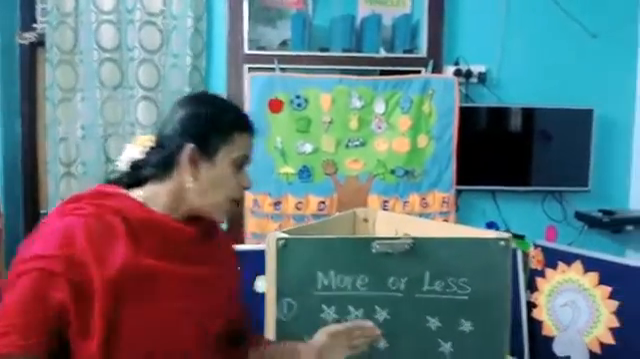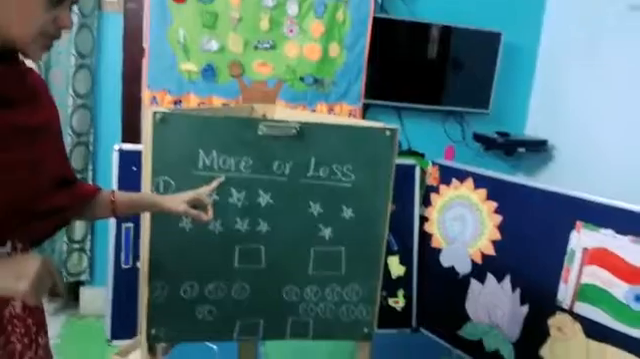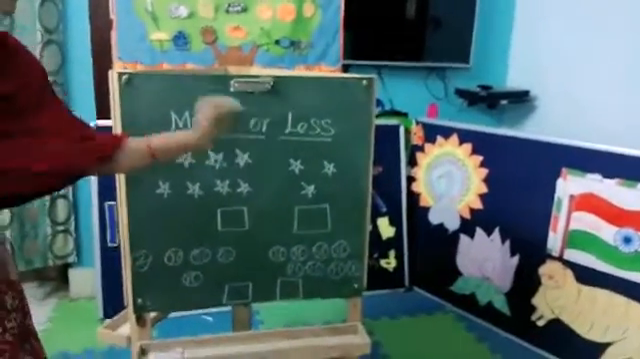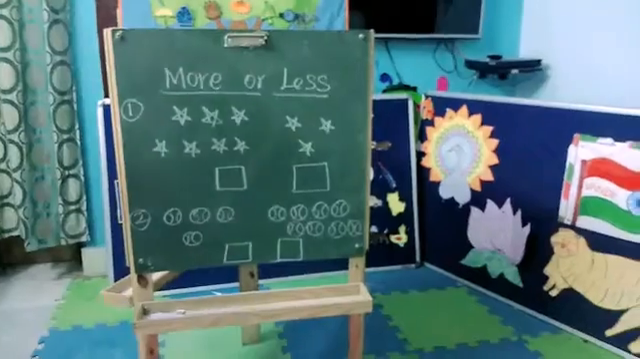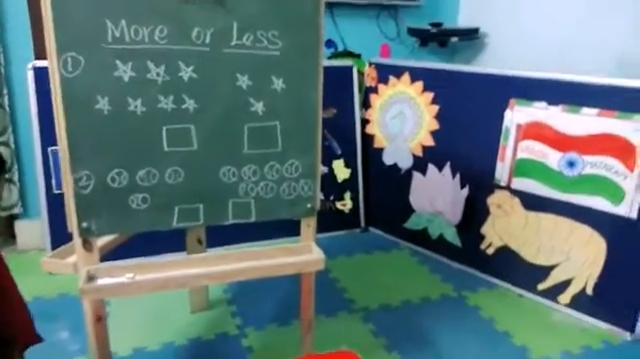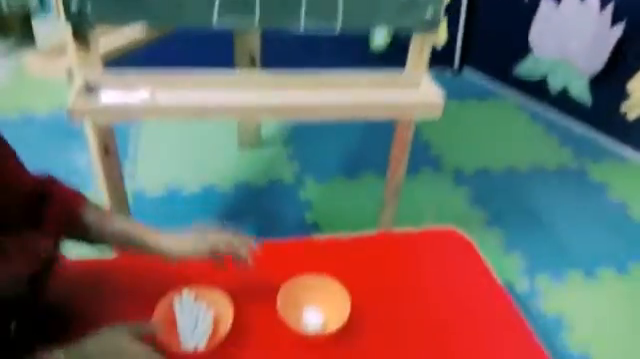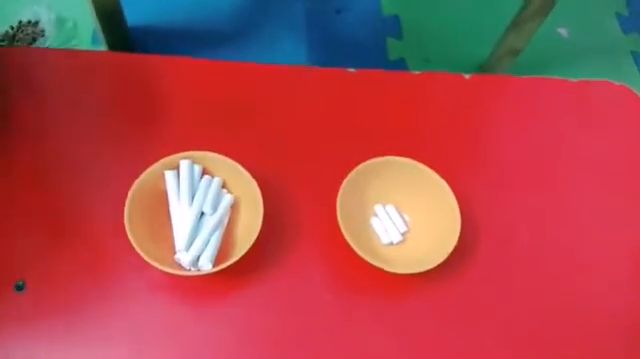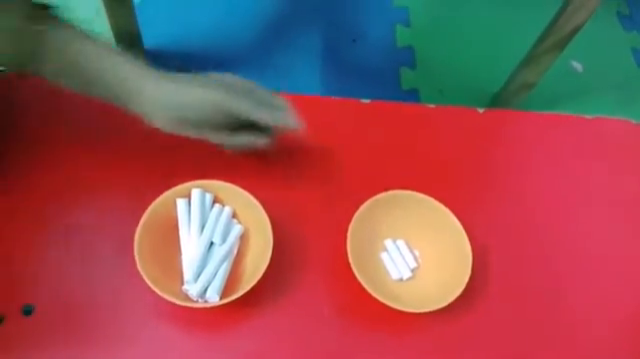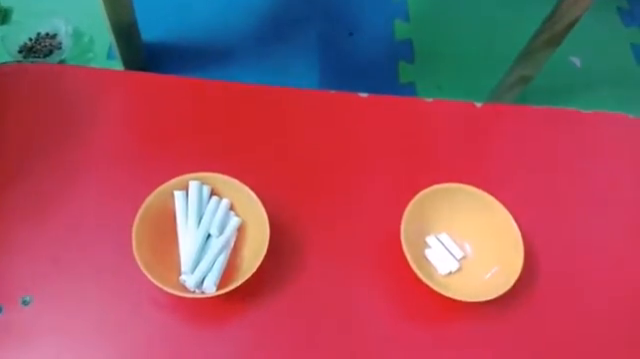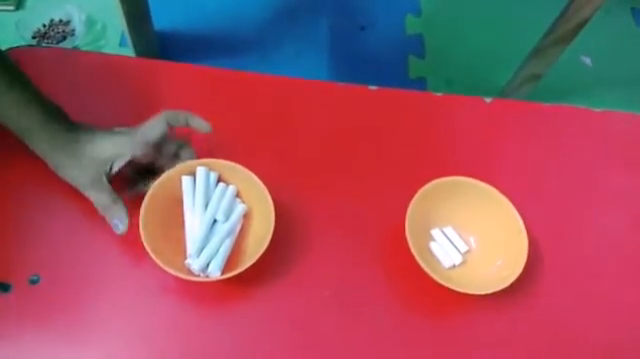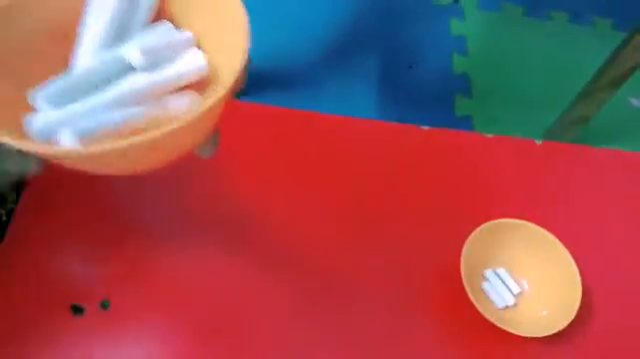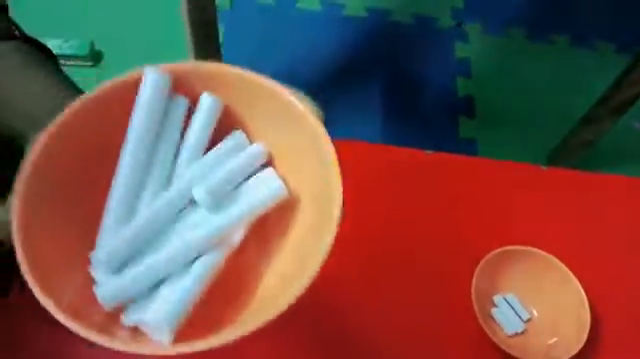Okay kids, today our concept is more or less. First I am showing these objects here. See this bowl. Which bowl has more chalk pieces? Come on, repeat now. Fantastic kids. So this bowl only has more chalk pieces.